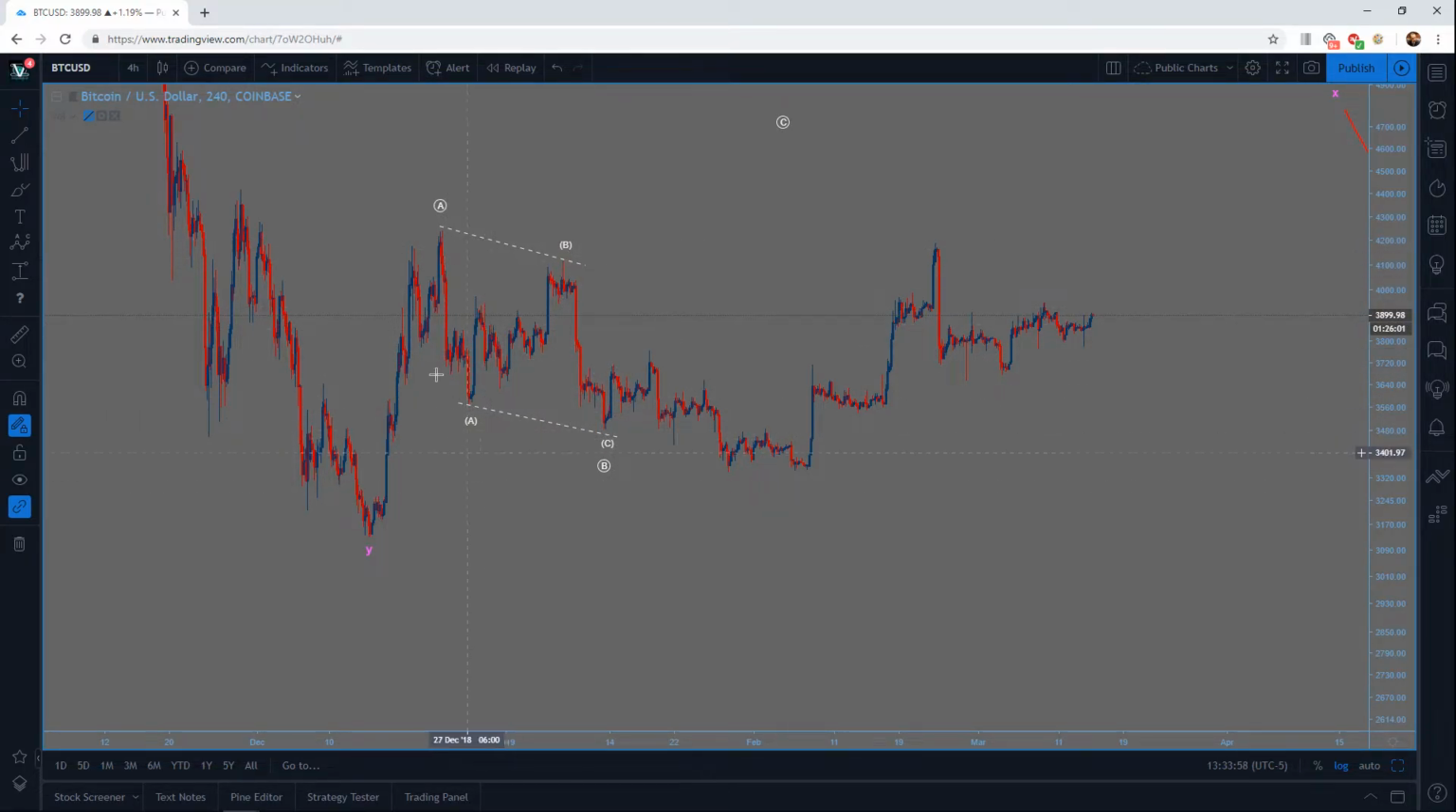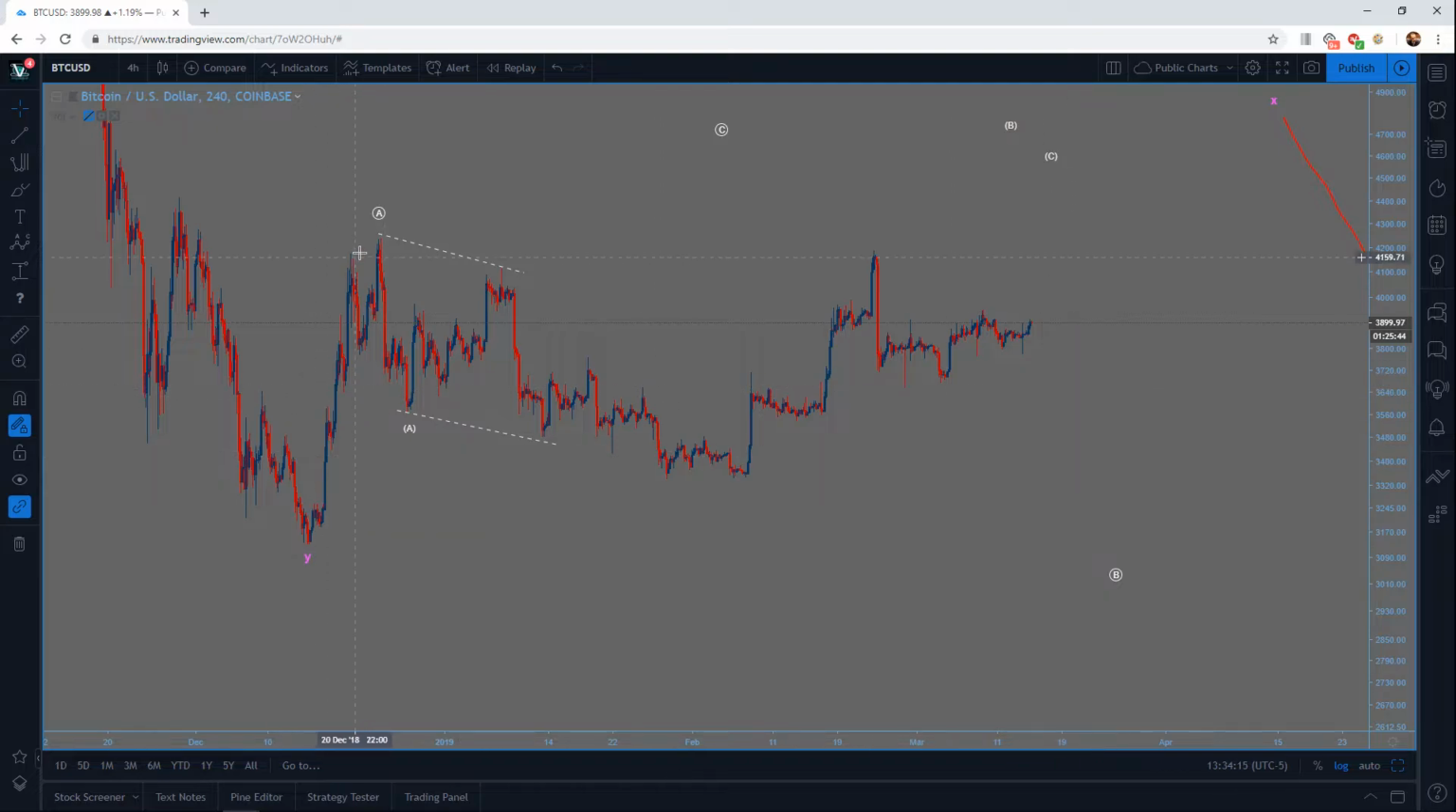However, based on how the action is played out, I really don't know that B or C are completed at all yet. I'll put them at the top. In fact, I think we are still working on a larger B. So in my opinion, the count is something like this. This was the top of our B.